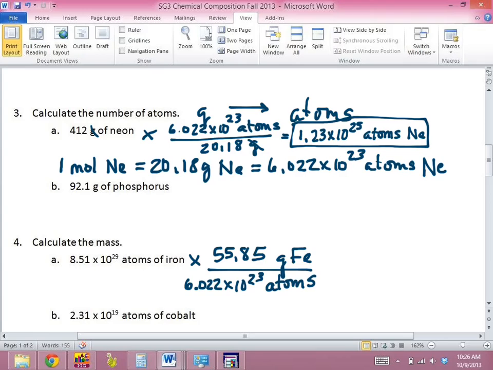8.51 EE29 times 55.85 divided by 6.022 EE23. And that's the answer I came up with is not correct. I came up with a huge number. I did something wrong. Well, that's still a big number, but it's not as big as... I was getting something to the 29th power. That was way, way too big. So I'm coming up with 7.89 times 10 to the 7 grams.